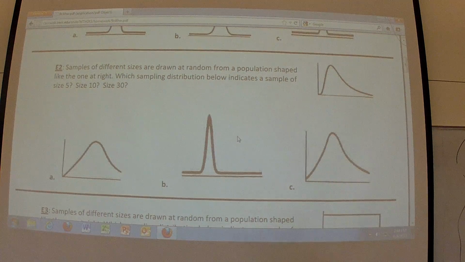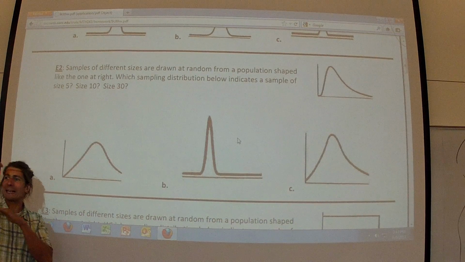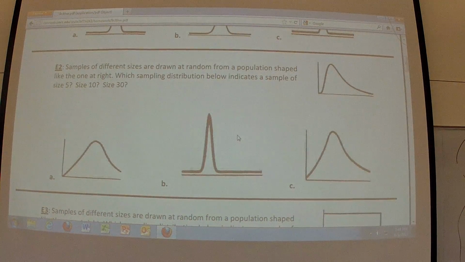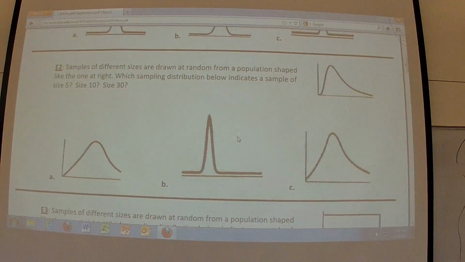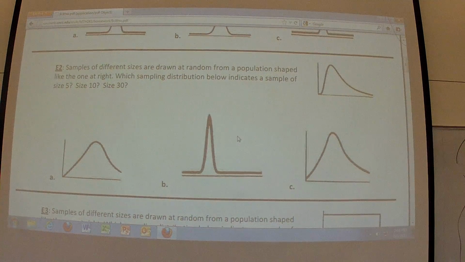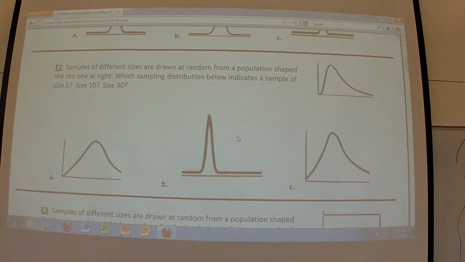But the kicker is, don't just look at the narrowness, look at the height. They get taller as they get narrower. Remind me again why they get taller as they get narrower. Because they're not covering as much area, not much probability. How much area is under the curve? Always. Percentage-wise.